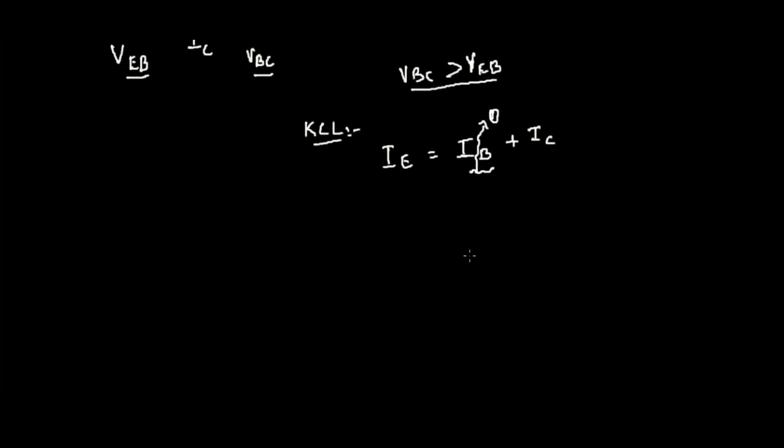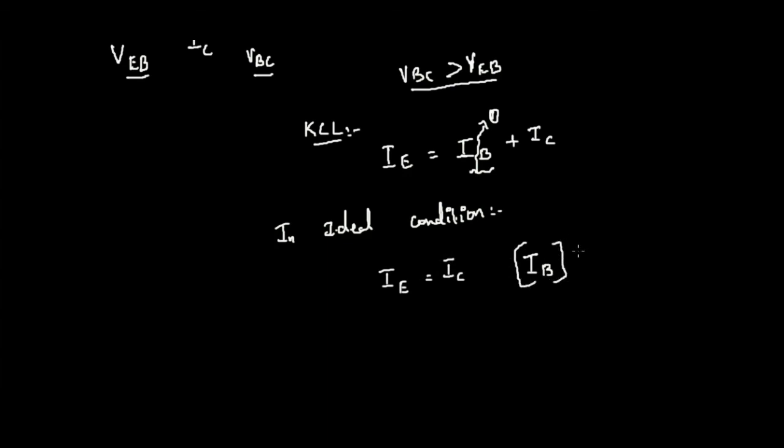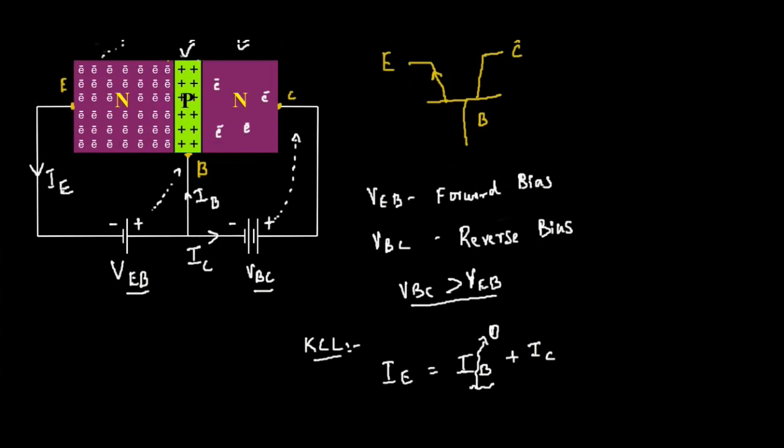So for an ideal NPN transistor, in ideal conditions, IE is equal to IC, right? Practically it is not possible because there will be a small value of IB occurring here, right? You cannot ignore it, but it can be negligible. You can make it small, right? So this is how an NPN transistor works.